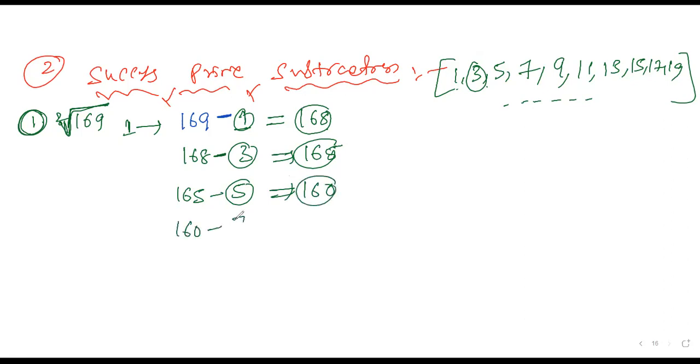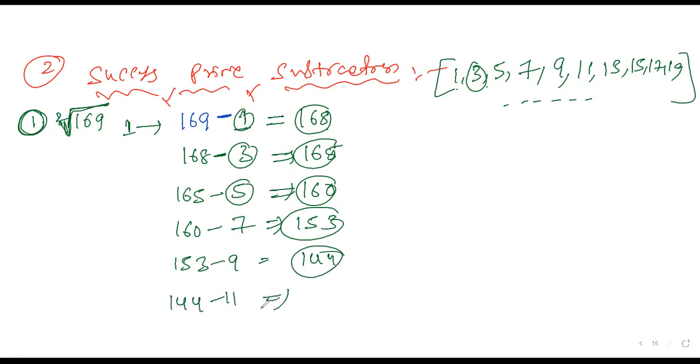Next, 160, subtract 7. What is the answer now? 160 minus 7 is 153. Keep 153 here and subtract 9. Clear? What is the answer? 144. Good catch. Next, 144, subtract 11. What is the answer?